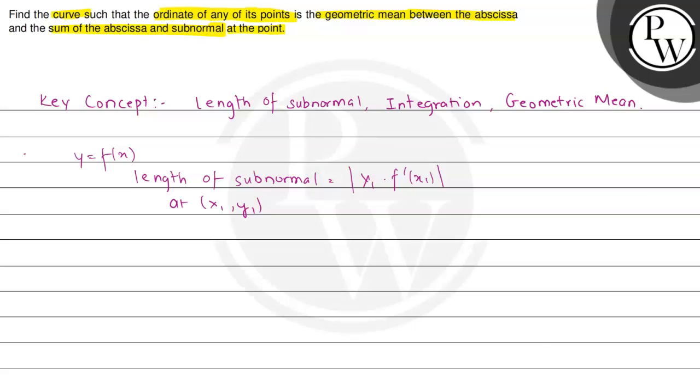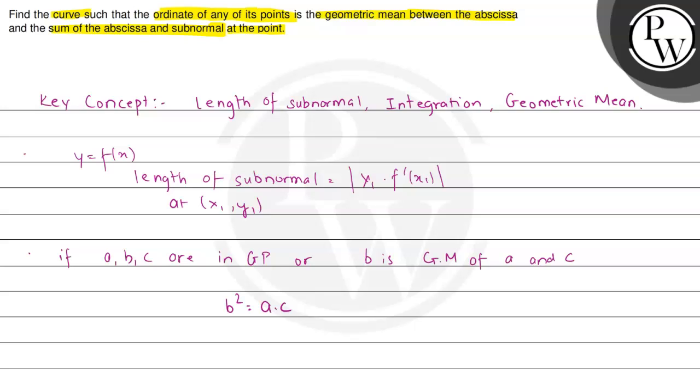All right. And the geometric mean says that if A, B, C are in GP, or B is the geometric mean of A and C, we can say that B square equal to A times C. Here GP corresponds to geometric progression and GM corresponds to geometric mean. So we'll be using these key concepts to solve our problem.